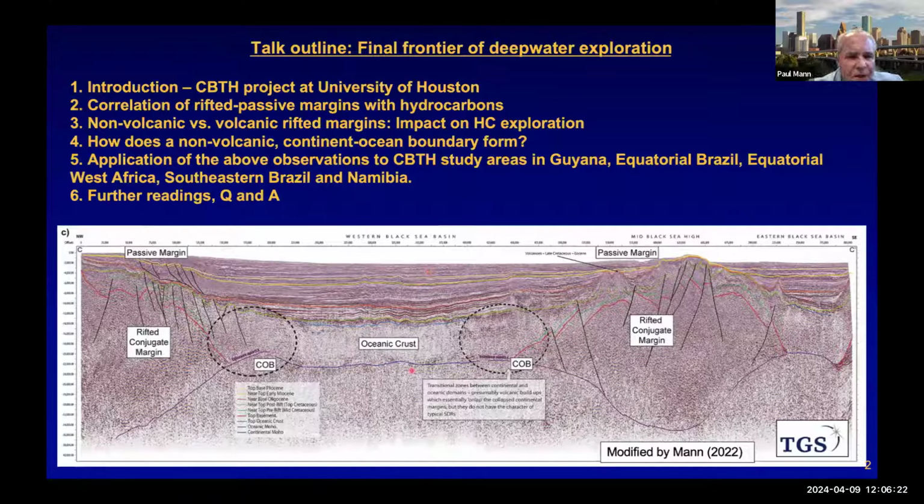Just to get started, at the bottom part of this slide, you see an ION, now TGS, image of the Black Sea. On the left, you see a rifted conjugate margin, continental crust, and on the right, you see the other part of that rifted conjugate margin. In between, you see ocean crust. These circled areas are what we call the continent-ocean transition or boundary, COB. I'm going to be talking a lot about these particular areas in terms of their hydrocarbon potential.